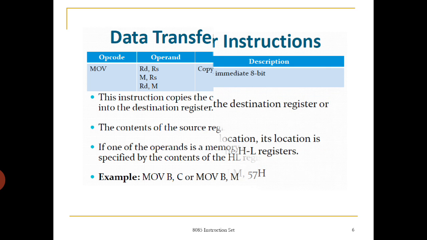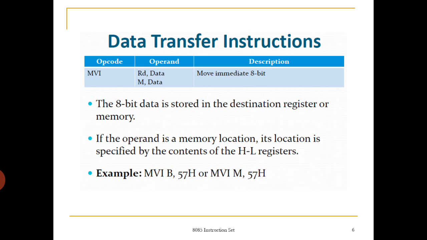Next, the second data transfer instruction is MVI, which means move immediate 8-bit data to a destination. It may be a register or memory. So the 8-bit data is stored in the destination register or memory. If the operand is a memory location, its location is specified by the contents of the HL register. So whenever memory comes, it points to the HL register.